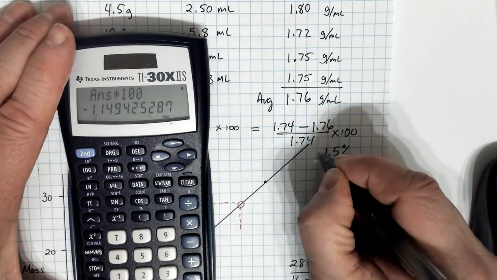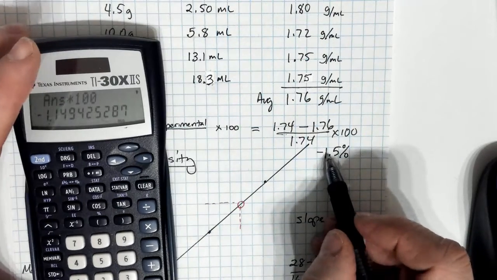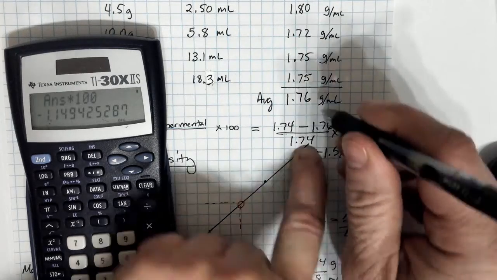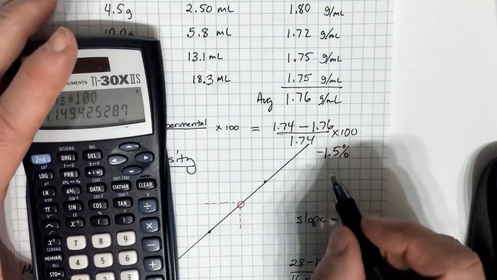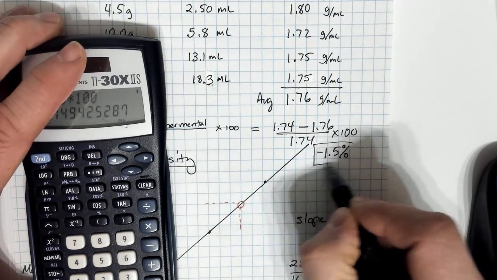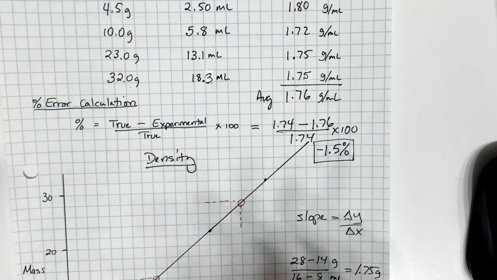So 1.5% error, and it is negative. And negative or positive, it doesn't make a difference. It just means that if this is my mark, then I was above it, means negative error. If I'm below it, means positive error. So the sign doesn't make a difference. We're looking at the size of the error. So that is my error calculation. You're going to do that today on your lab as well.